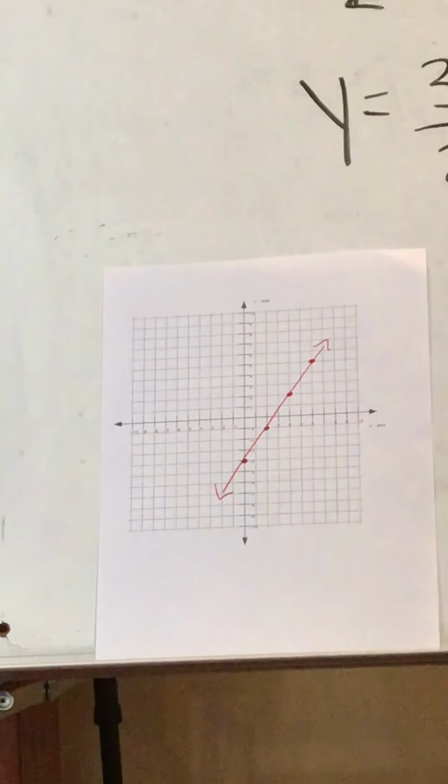Now you can also plug in points and make a T-chart to get points to graph that line. You can also do what we did in 3.2 and use the x and y intercepts. You can let x be 0 to find the y-intercept, and you can let y be 0 to find the x-intercept. That would also work here.